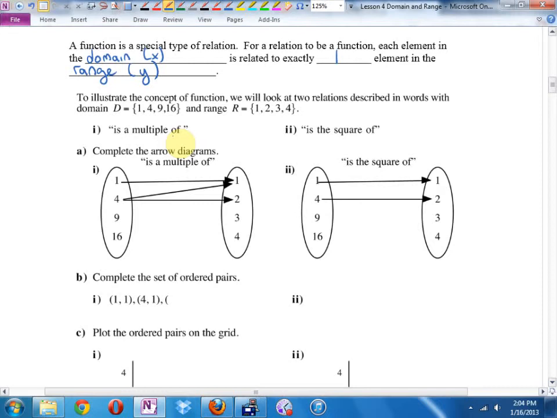Here's what you would be asking yourself. Is 1 a multiple of 1? Yes. Is 4 a multiple of 1? Does 1 go into 4? Does 2 go into 4? Yeah? Does 3 go into 4? Does 4 go into 4? If I was doing this, I would connect that. Yoink.